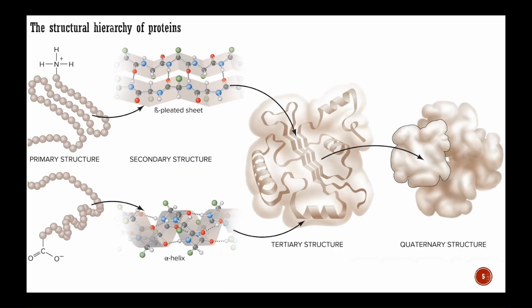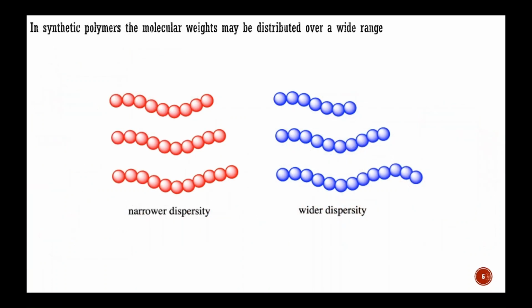Both synthetic and naturally occurring polymers commonly consist of a collection of macromolecules with different molecular weights. You saw this when we were discussing globular proteins and their quaternary structure. In the case of synthetic addition polymers, depending on the formation conditions, the molecular weights may be distributed over a wide range or closely clustered around an average value.